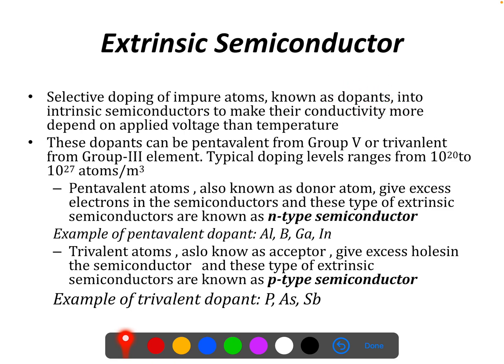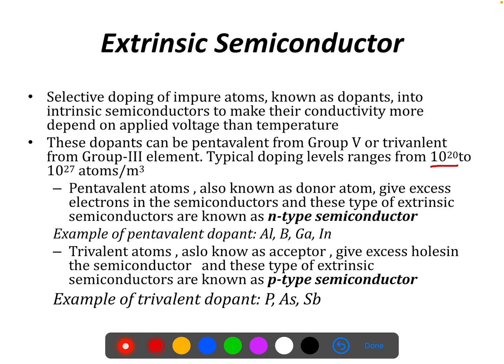There can be two types. If you add group 5 or pentavalent impurities, you get n-type semiconductor, like phosphorus, arsenic and antimony. If you add trivalent impurity, like aluminum, boron, gallium, etc., it leaves one vacant space. That's why you get p-type semiconductors. You are getting it. Now, how much doping do you do?